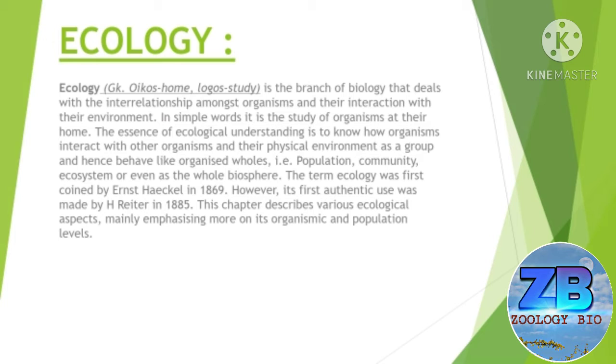The essence of ecological understanding is to know how organisms interact with other organisms and their physical environment as a group, and hence behave like organized wholes, that is, population, community, ecosystem, or even the whole biosphere. The term ecology was first coined by Ernst Haeckel in the year 1869. However, its first authentic use was made by H. Ritter in the year 1885. This chapter describes various ecologies, mainly emphasizing its organismic and population levels.